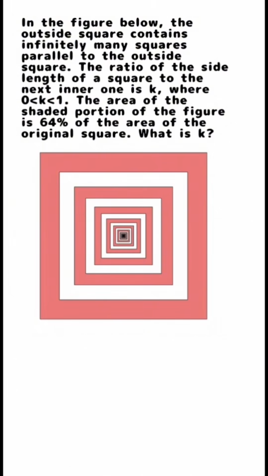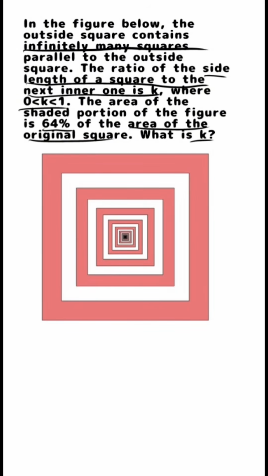Problem 13. In the figure below, the outside square contains infinitely many squares parallel to the outside square. The ratio of the side length of the square to the inner one is k, where k is between 0 and 1. The area of the shaded portion of the figure is 64% of the area of the original square.